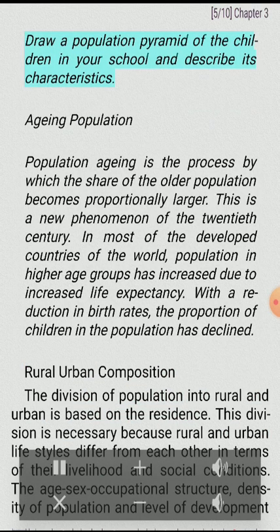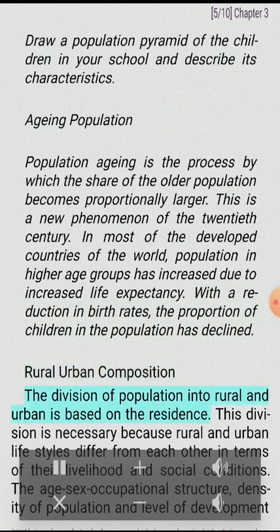Activity. Draw a population pyramid of the children in your school and describe its characteristics. Aging population. Population aging is the process by which the share of the older population becomes proportionally larger. This is a new phenomenon of the 20th century. In most of the developed countries of the world, population in higher age groups has increased due to increased life expectancy. With a reduction in birth rates, the proportion of children in the population has declined.